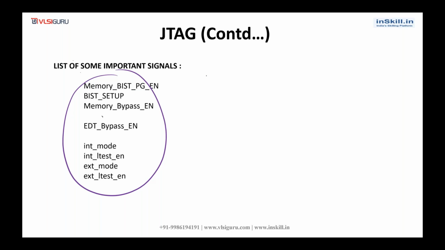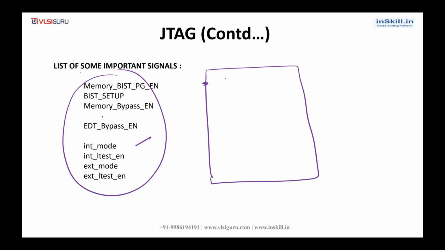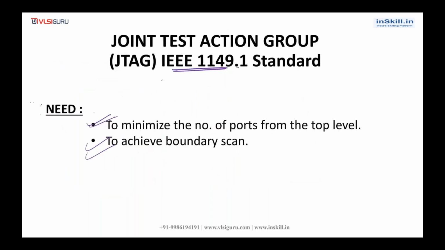If all these signals are to be controlled from the top level, that is, if you allocate a top level port to control int mode, another top level port to control test enable, another to control X mode, and the same way for each and every signal, then the number of top level ports will increase drastically. So we make use of JTAG to internally control the static signals. That is how we minimize the number of ports from the top level.